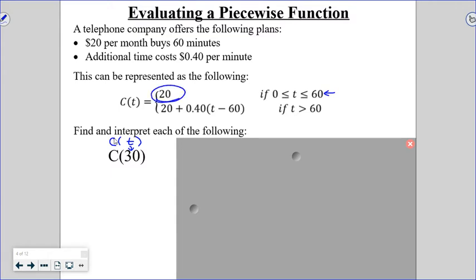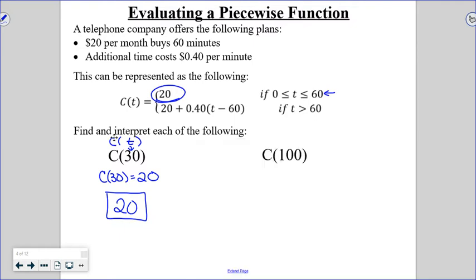So I ignore the rest of this, and now my function looks like c of t equals 20, and I'm going to plug 30 into that. Well, that's kind of a weird statement because it's a constant. So I'm doing c of 30 equals 20. I would plug 30 into that function, but it's just 20. It's just a constant, which means our answer for this is 20. Questions on that? Okay, so let's try another one here.